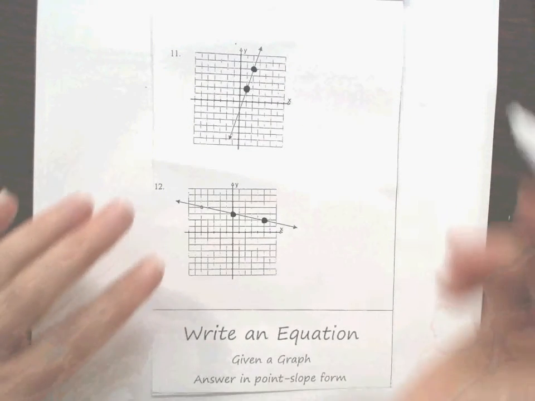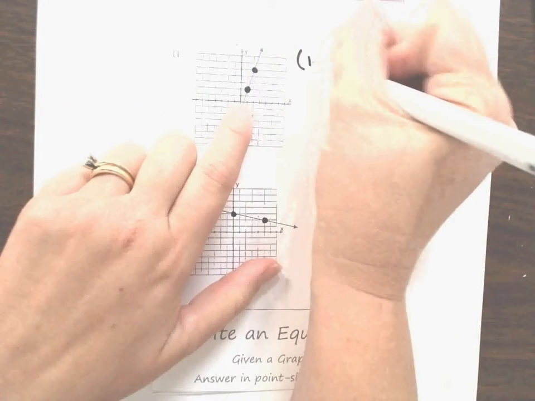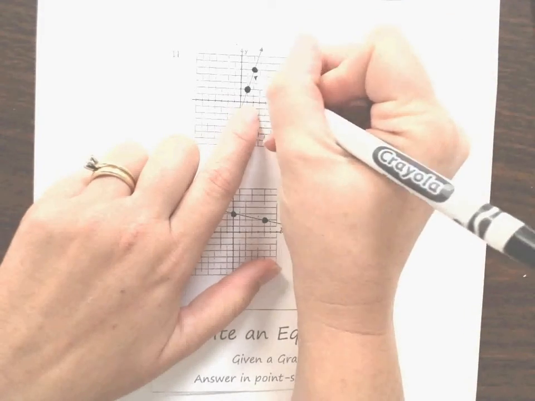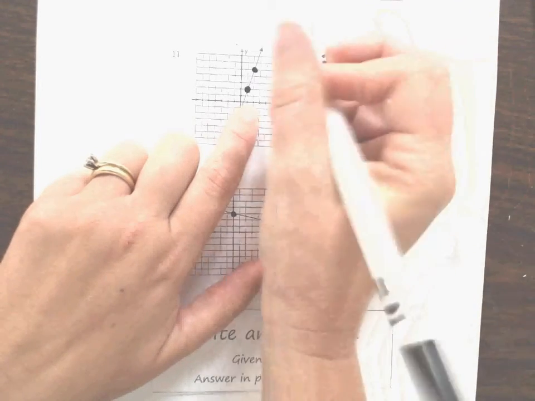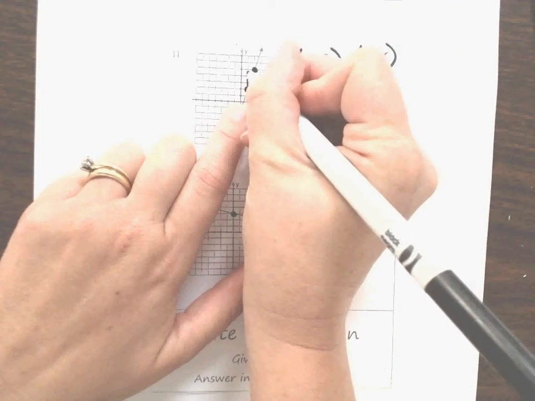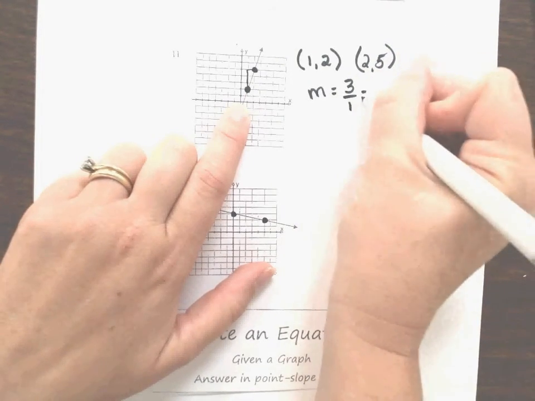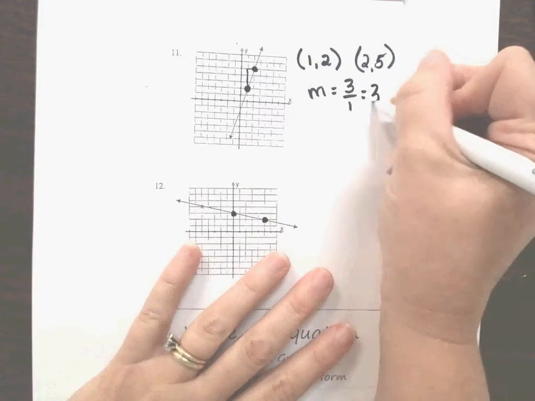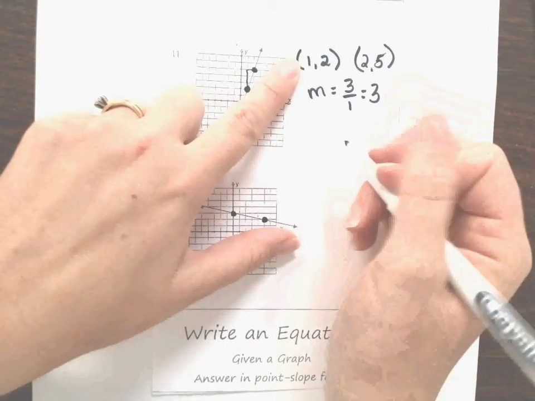Okay, so on number 11, you have two ordered pairs. This is 1, 2, and the other ordered pair is 2, 5. And you have a slope of 3/1, but Excel's not going to accept 3/1 because that reduces to 3.